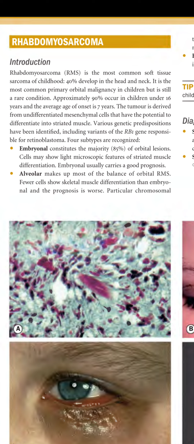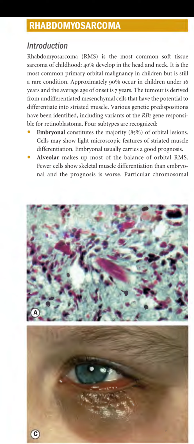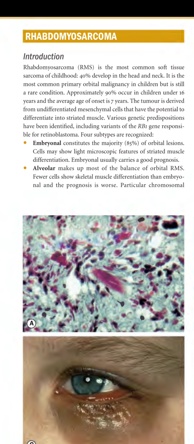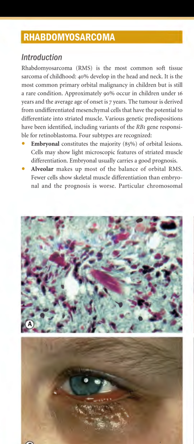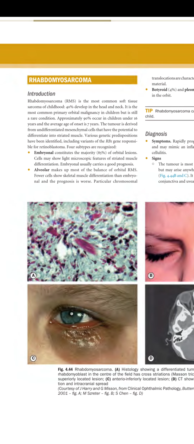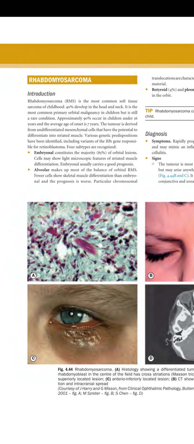The tumor is derived from undifferentiated mesenchymal cells that have the potential to differentiate into striated muscle. So it is basically the proliferation of mesenchymal cells that differentiate into striated muscle. Various genetic predispositions have been identified, including a variant of the RB1 gene responsible for retinoblastoma. Four subtypes are recognized: embryonal, alveolar, botryoid, and pleomorphic.